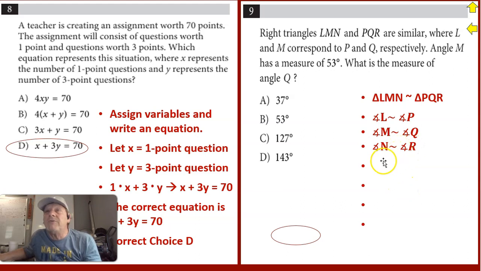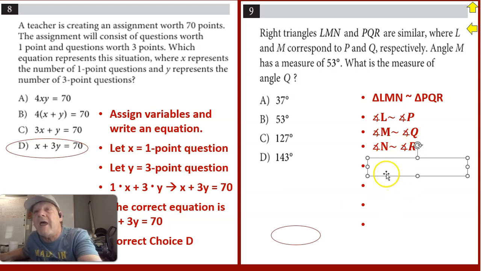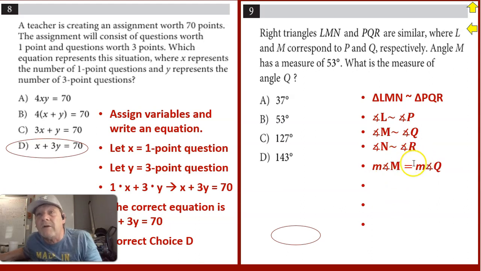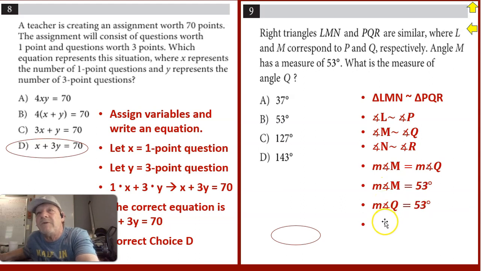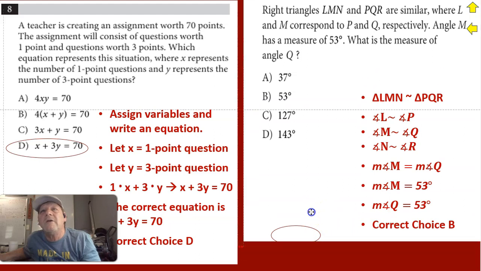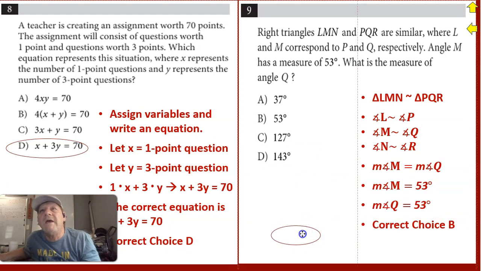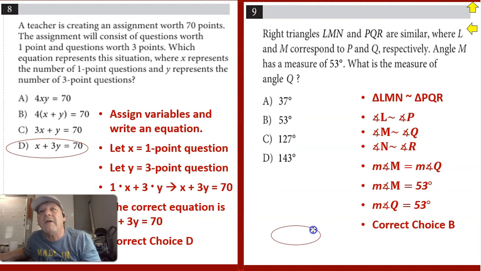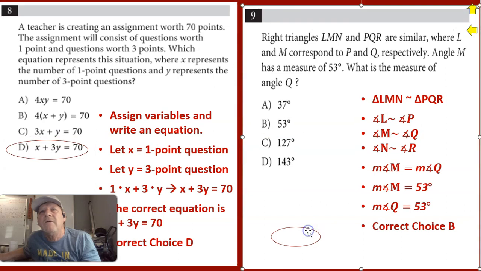Well, when the triangles are similar and they correspond, then the angles are going to be congruent. So anytime you put a little M in front of that angle symbol, that means the measure of angle M equals the measure of angle Q. So they have to be the same degree measure because of similarity properties. So since M is 53, then Q is 53. So that's choice B. Hopefully you were able to get choice B for that answer to number 9.